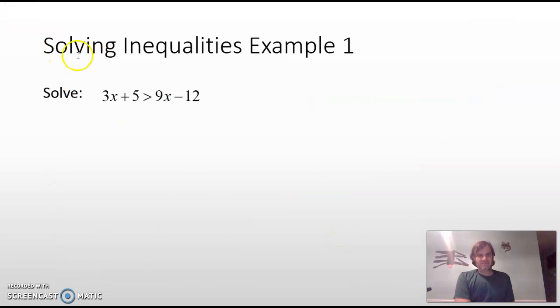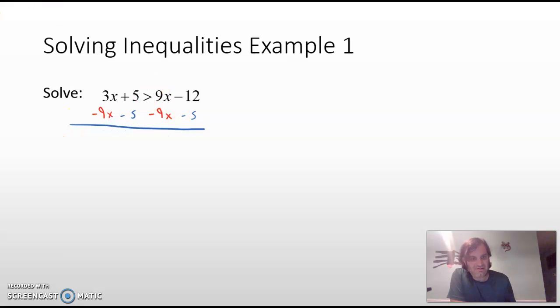So here we have 3x plus 5 is greater than 9x minus 12. Thinking about our equations, there's no fraction, there's no parentheses. So the next thing we try to do is get all our x terms on one side. So I might subtract 9x from both sides. And I'll try to get my non-x's on the other side, so I might subtract 5 from both sides.